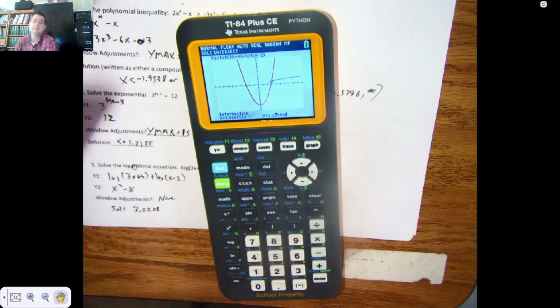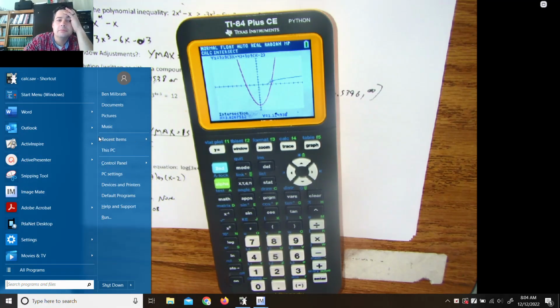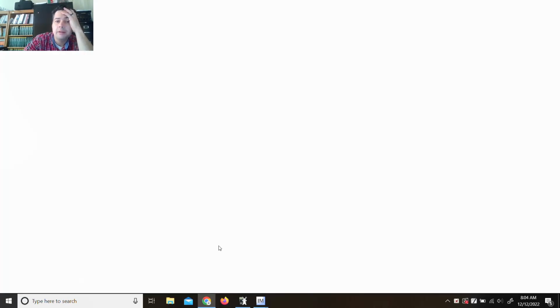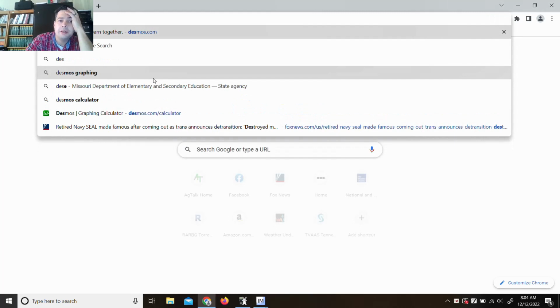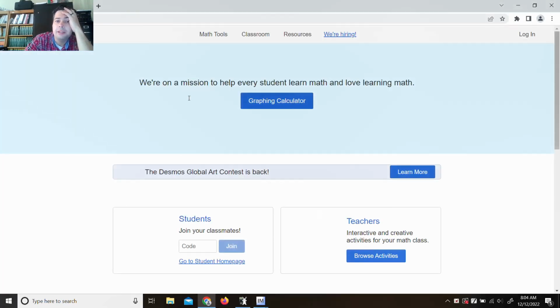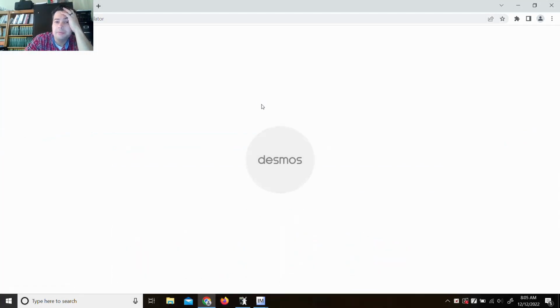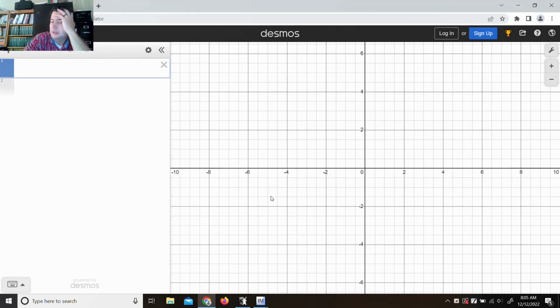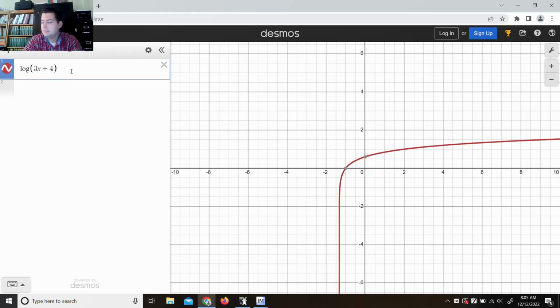It did the same thing. Well, oh, this stinks. The old TI-84s would find this. The new ones are just not as good as the old ones after all. Finally found their weakness. All right, so here's a cool little site. It's called Desmos.com. It actually does graph things correctly.